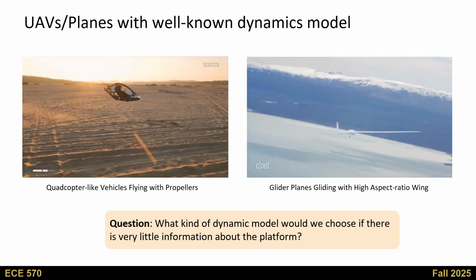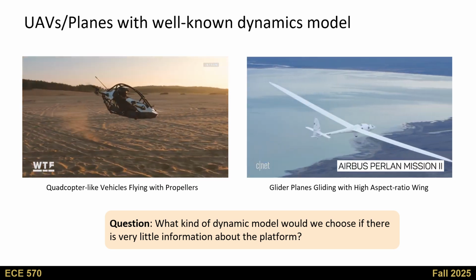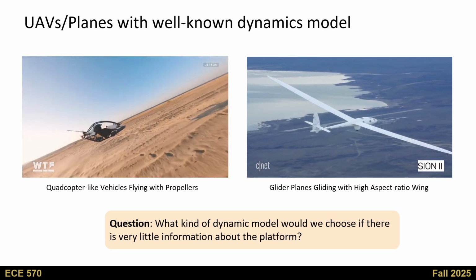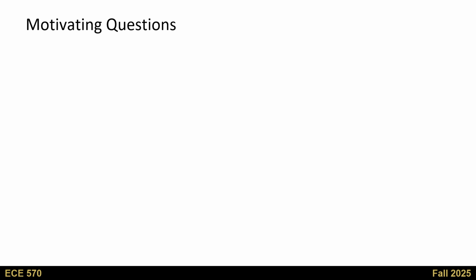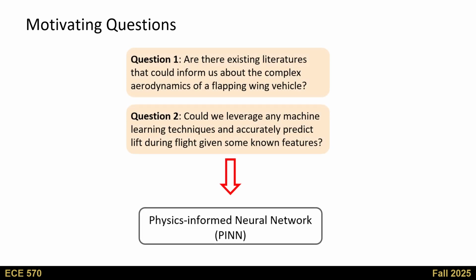Naturally, the question would be, what kind of dynamic model will we choose if there is very little known information about the platform? Here are the motivating questions for this study. Question 1. Are there existing literatures that could inform us about the complex aerodynamics of a flapping wing vehicle? Question 2. Could we leverage any machine learning techniques and accurately predict lift during flight given some known features? And that leads us to a physics-informed neural network, or PINN for short.